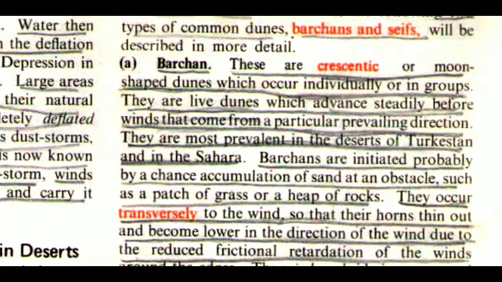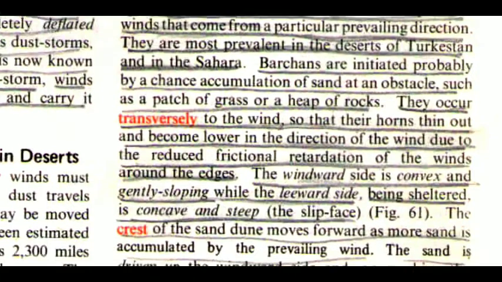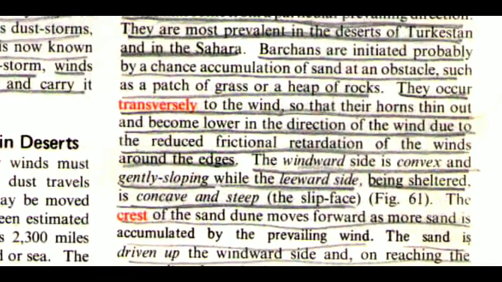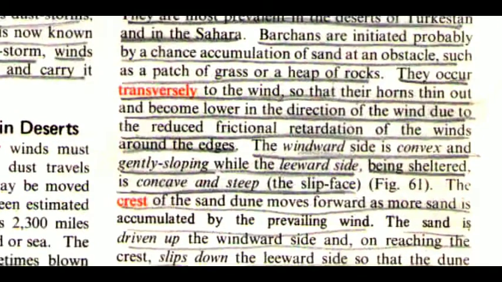They are live dunes which advance steadily before winds that come from a particular prevailing direction. They are most prevalent in the deserts of Turkestan and in the Sahara. Barchans are initiated probably by a chance accumulation of sand at an obstacle, such as a patch of grass or a heap of rocks. They occur transversely to the wind so that their horns thin out and become lower in the direction of the wind due to the reduced frictional retardation of the winds around the edges.